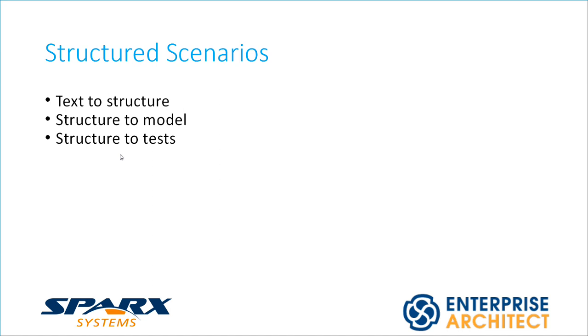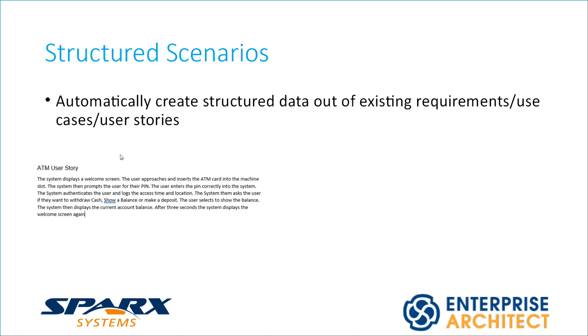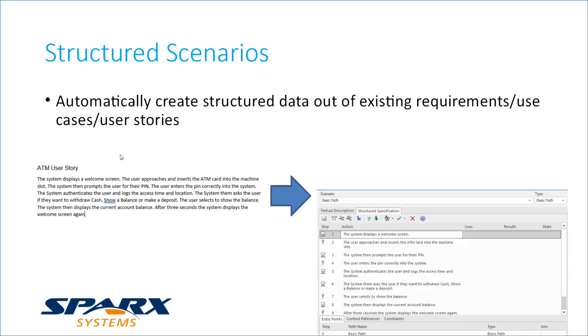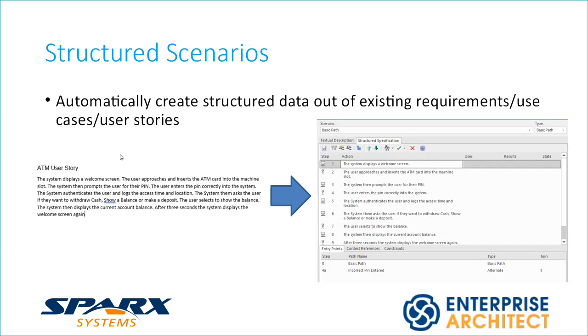On screen, we have a user story related to an automatic teller machine. You can see there's a description that talks about how the user interacts with that system. What we want to do is automatically create structured data out of the existing requirements, use cases, and user stories. That structured scenario is displayed on the right of screen. So how did we get there?